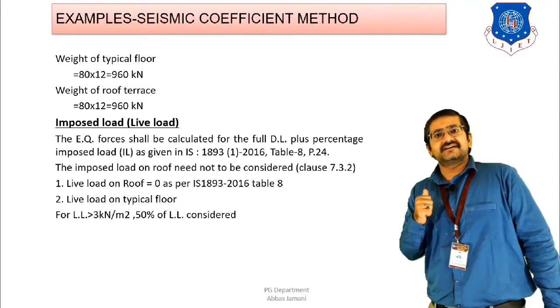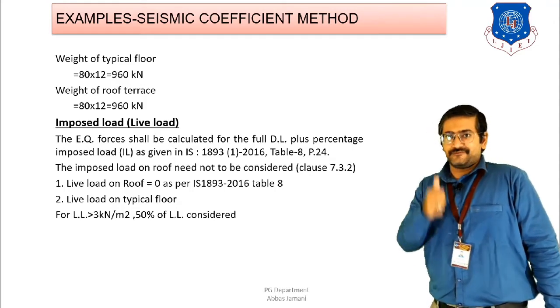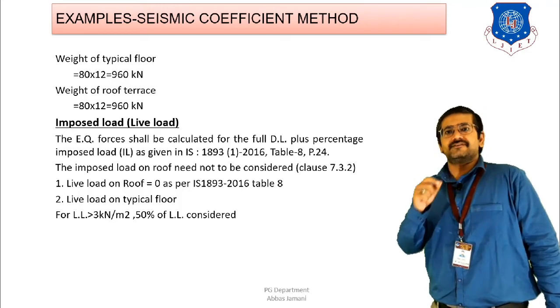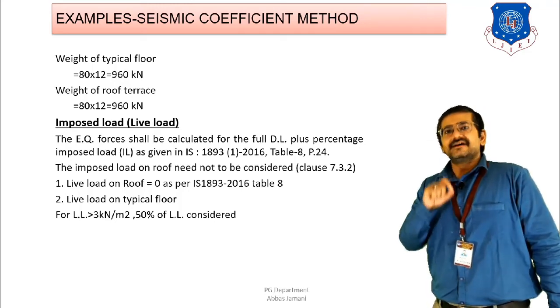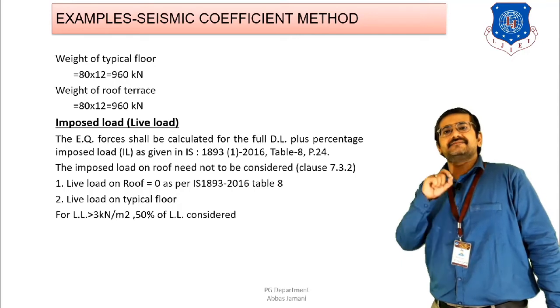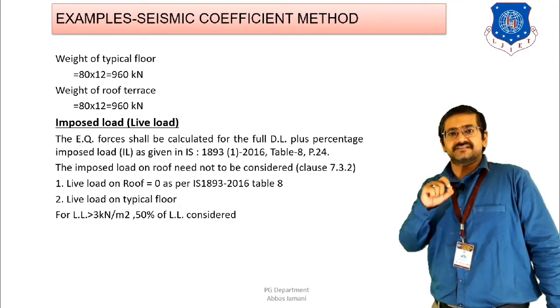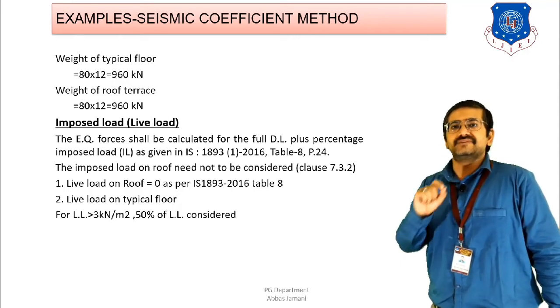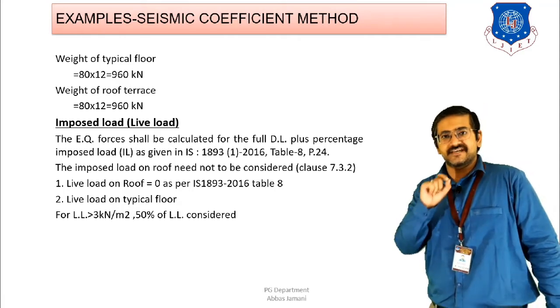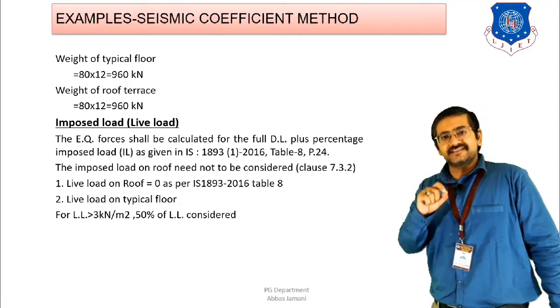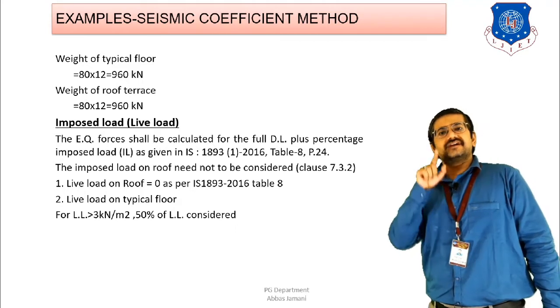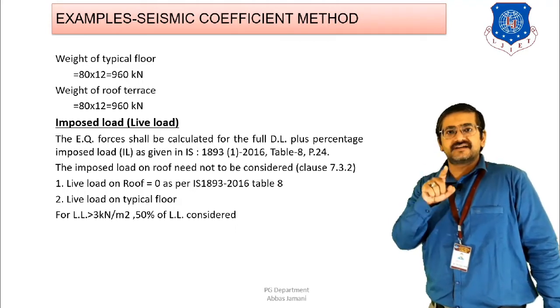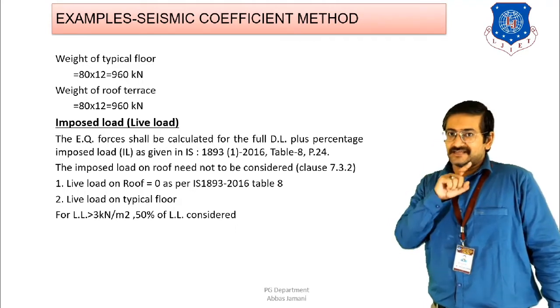Then next is the consideration for imposed load, and for imposed load the value is given as 4 kilonewton per meter square. As we have discussed, IS 1893 gives a criterion that if the value is greater than 3 kilonewton per meter square, then the percentage of imposed load has to be considered as 50% of its actual value, right? Now where does this have to be considered? This has to be considered on the typical floors, but not on the terrace level or the roof level, right?